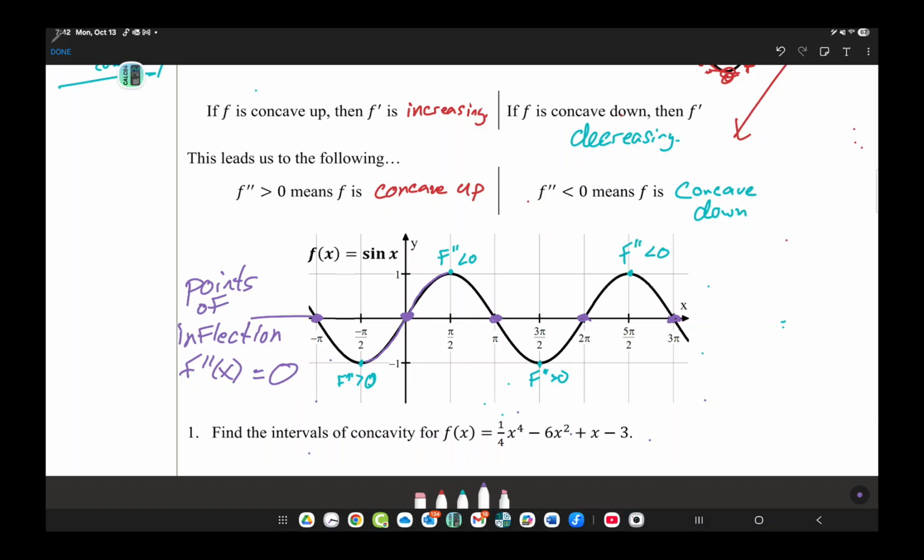So what we are going to do is very similar to what we did in finding local max and local mins. Instead of taking just the first derivative, finding where the first derivative is equal to 0, and then picking points in the intervals around it to see where it's positive or negative, we're going to take the second derivative and do the exact same thing. It's just that the second derivative tells us where the function is concave up and concave down, instead of telling us where I have a local max or local min.